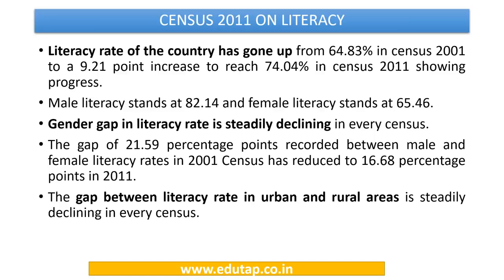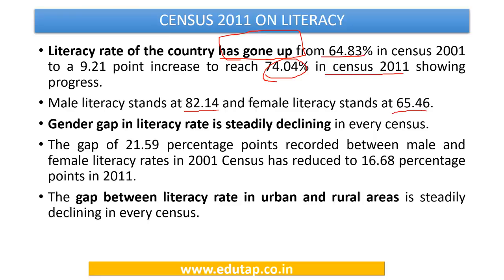So to answer this question, we must have an understanding of the different aspects related to literacy in the population of the country as presented by the census of 2011. So let us briefly look at all these aspects. As per the census 2011, the literacy rate of the country has increased. It was around 64.8% in census 2001. Now it has reached around 74% in census 2011. So we have to remember that approximately 74% of the population in the country is literate as per the census definitions. The male literacy stands at 82.14% and female literacy at 65.46%.